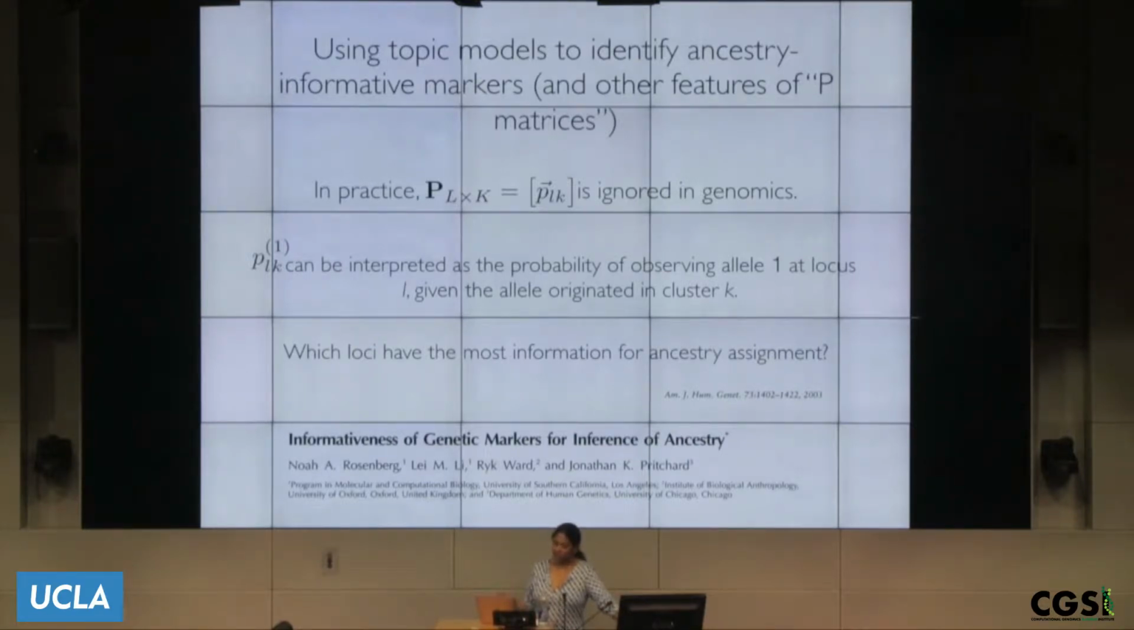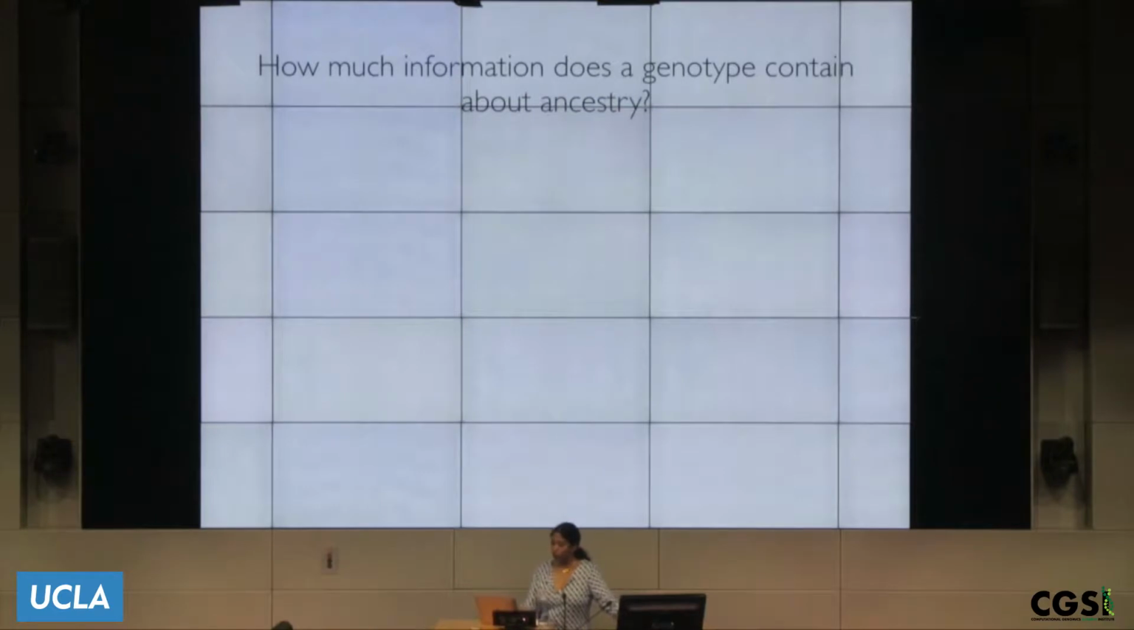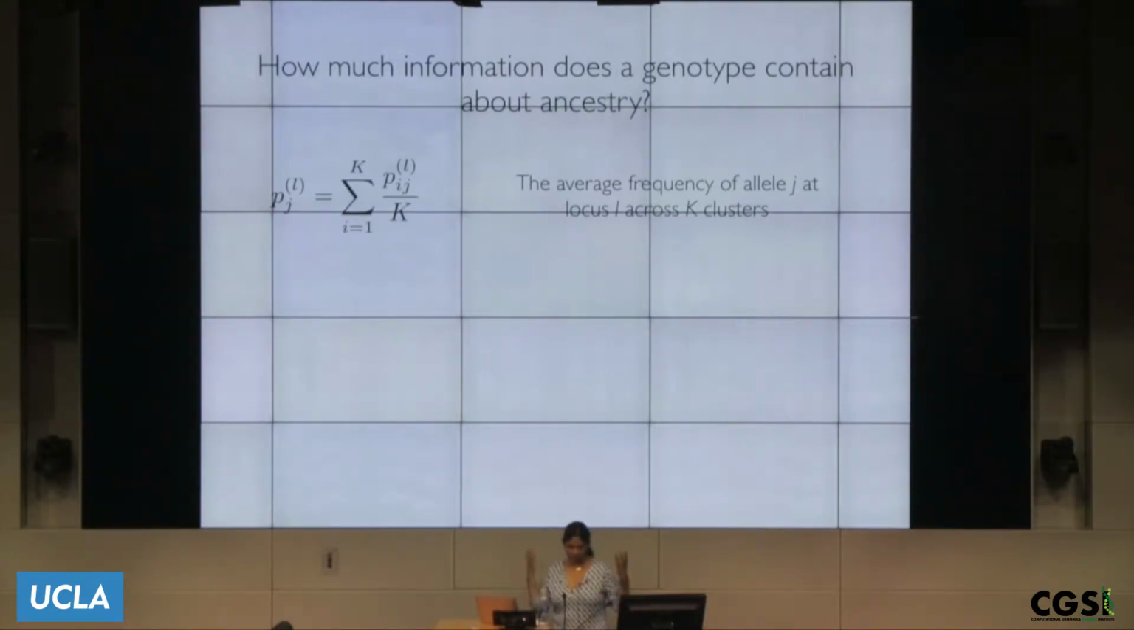But this was a really nice paper, and it also was very focused on microsatellite data, because that's what there was for the Human Genome Diversity panel then. So this takes an information theoretic approach at looking at P. Right? So if we think about the average frequency of allele J at locus L across K clusters, and I'm going to talk about this with respect to SNPs, because that's what we're all sort of using now, but you could do this with multi-allelic loci, and they actually have a lot more information per locus than a SNP does. So this is all generalizable.